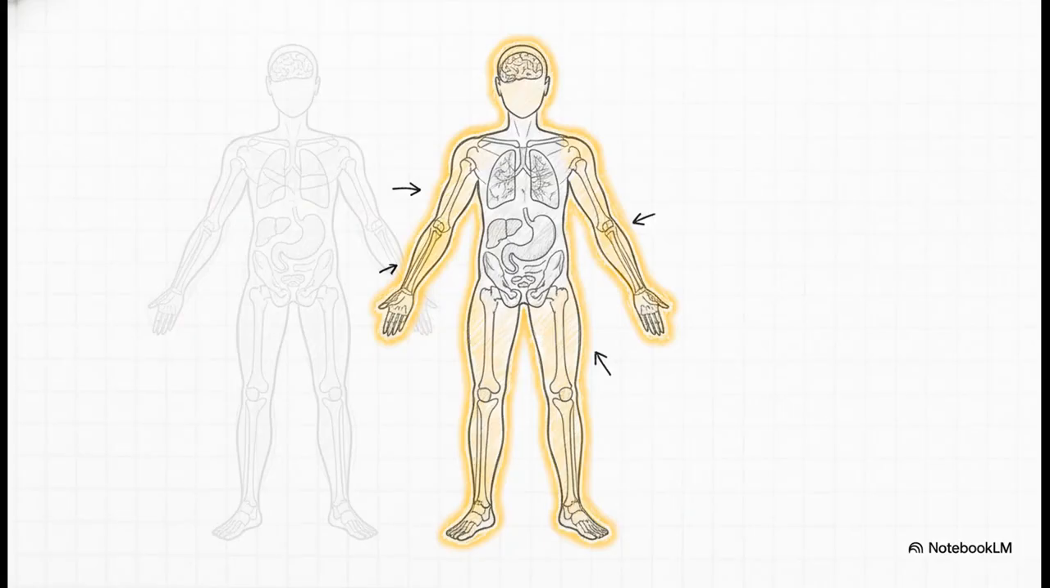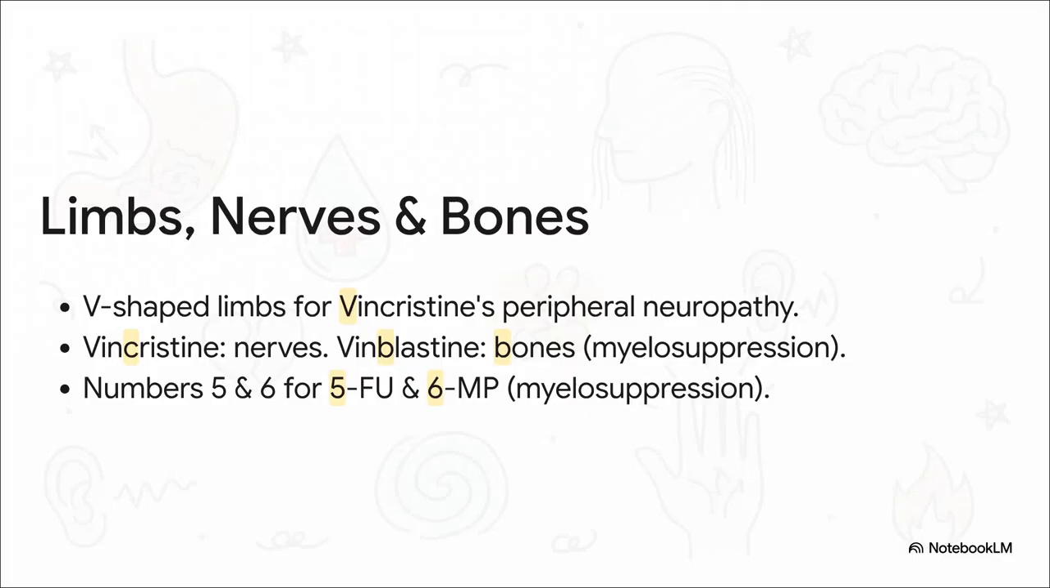All right, we are almost there. To finish off our figure, we need to focus on the limbs. This is where we're going to cover neurotoxicity and also another huge side effect of many chemo drugs, myelosuppression or bone marrow suppression. Okay, let's lock this in. First, you see how the limbs are shaped like a V? That's your clue for the vinca alkaloids. The V in the limbs, out in the periphery, helps you remember that vincristine causes peripheral neuropathy.